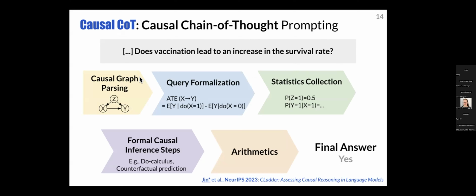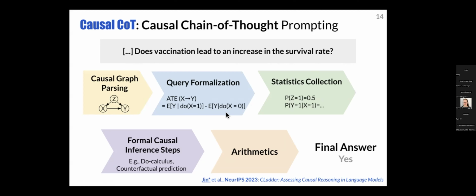So we have a chain of prompts, such as, given this question where we describe things, we first ask, in the first step, can you answer me what is the causal graph mentioned in this text? And then after the LM comes up with, in this case, Z causes X, Z causes Y, X causes Y, we ask, given this, can you formulate the query? Let's say the query is, does vaccination lead to an increase in the survival rate given the previous physical state of the patient?